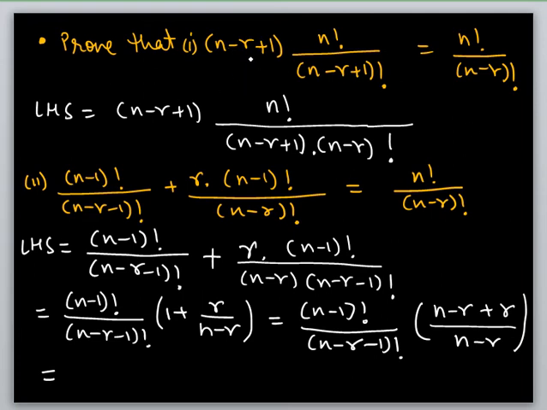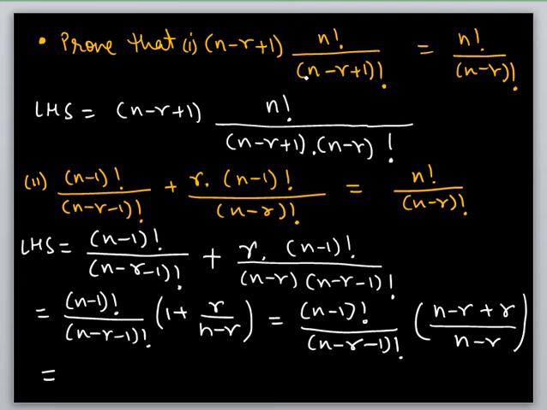In the first one, they are asking us to show that the product of this entire expression will reduce to n factorial over n minus r factorial. So just have a look at this. n minus r plus 1 as it is. n factorial also we have written as it is. Now look at this denominator. It is factorial of n minus r plus 1.